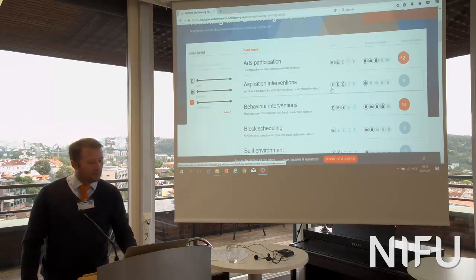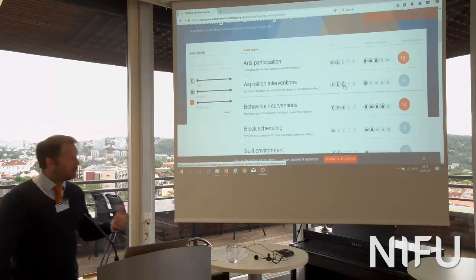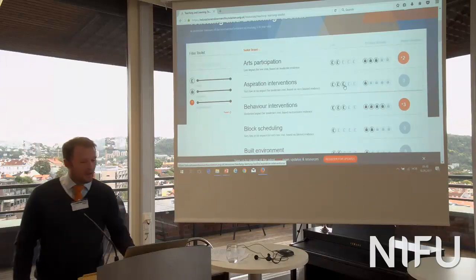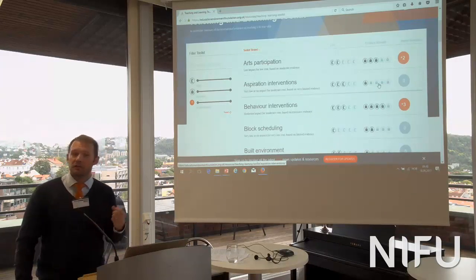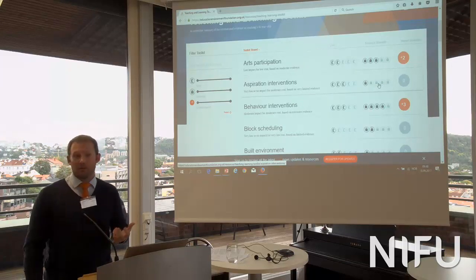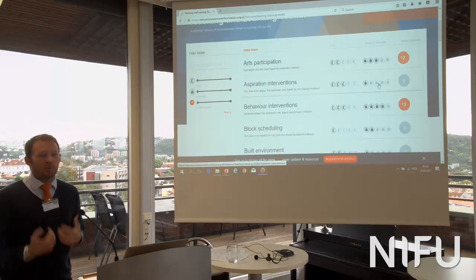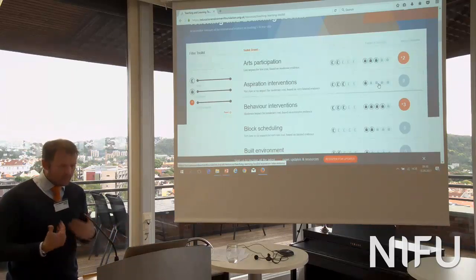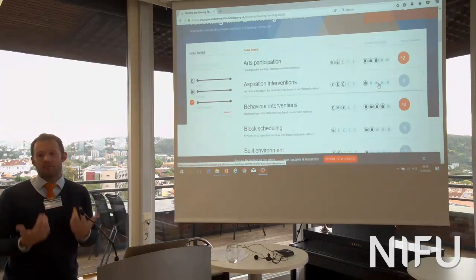It shows you in terms of the cost. It's obviously on a per pupil basis, and the security of the findings. So there could have been lots of schools or pupils that did not complete outcome assessments, attrition from the study, or there could have been other problems with implementation that meant that the study really wasn't measuring what it thought it was.